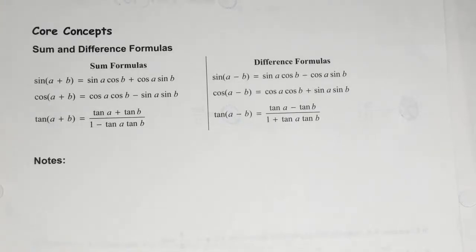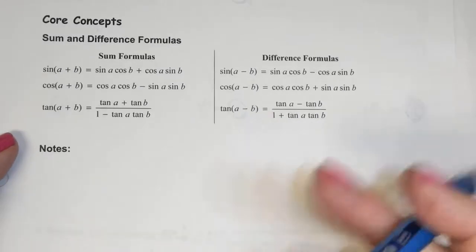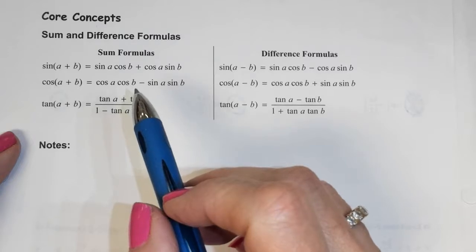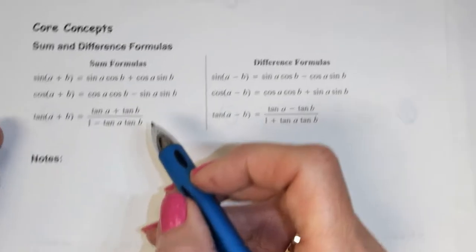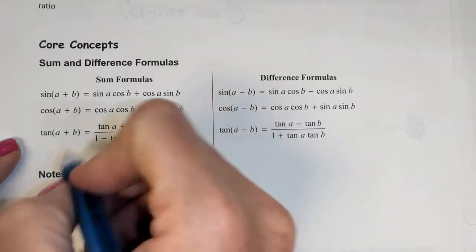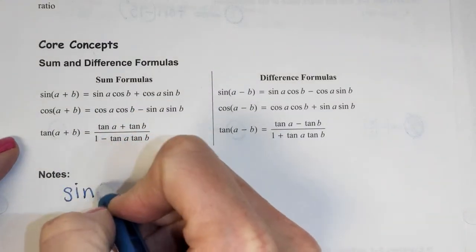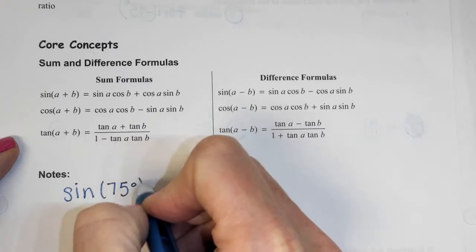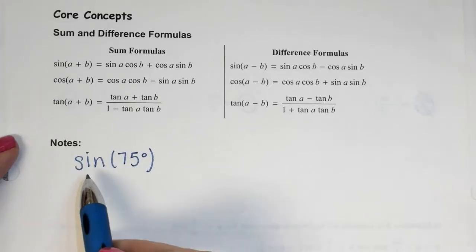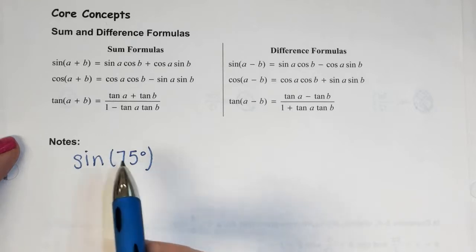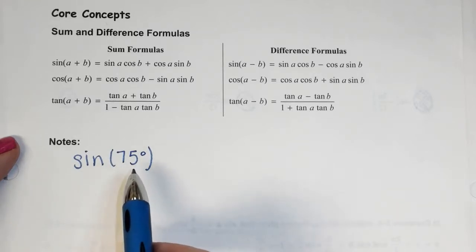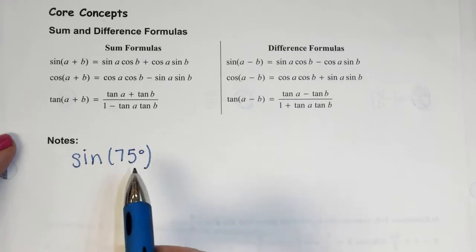Okay, guys, so we are talking about the sum and difference formulas today. The reason that we want to learn about these is because they allow us to find the exact answer to problems that we normally cannot find the exact answer to. For example, if I wanted to find the sine of 75 degrees, I can't find that exact answer because it's not something that's a 30, a 60, a 45. It's not one of those that's exact.